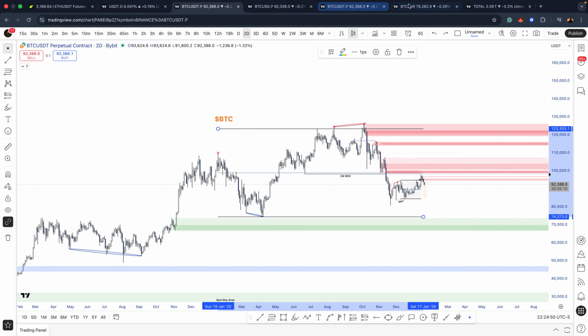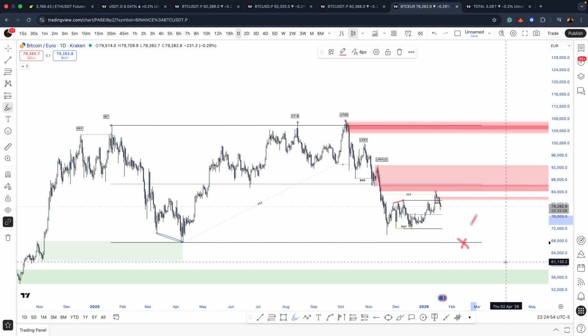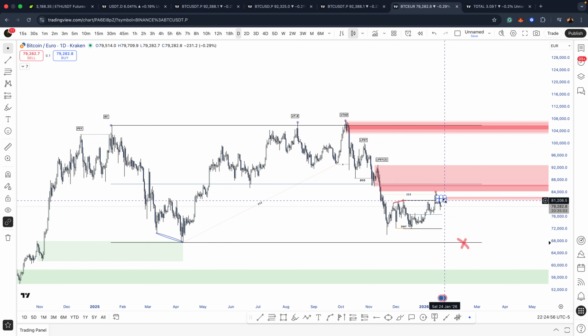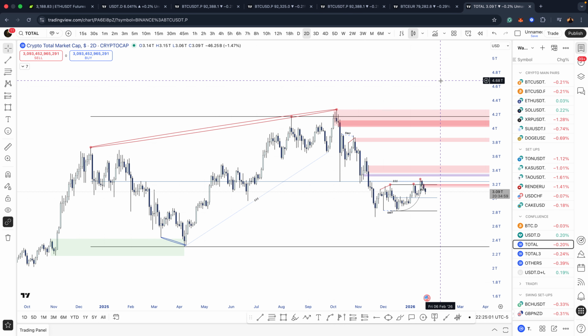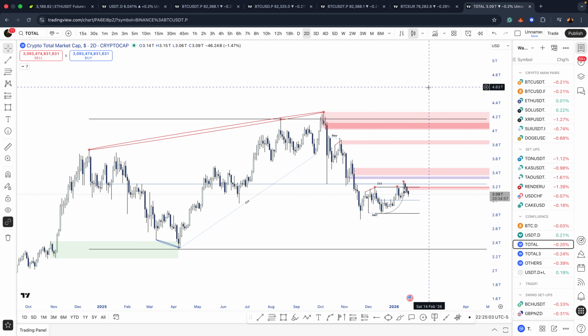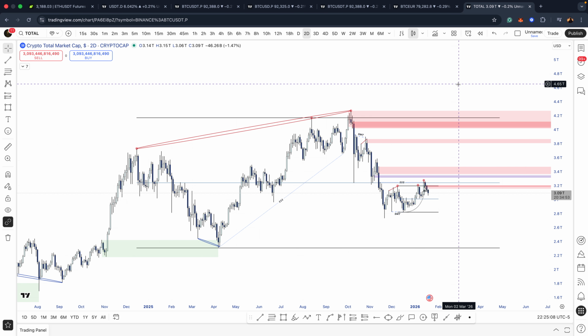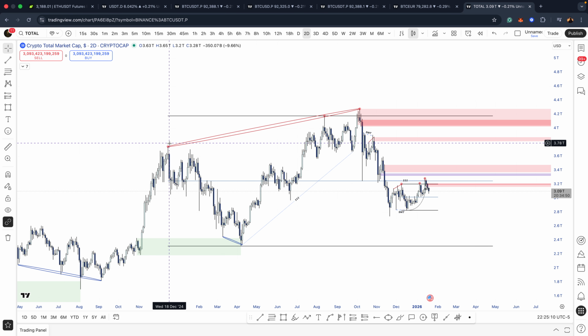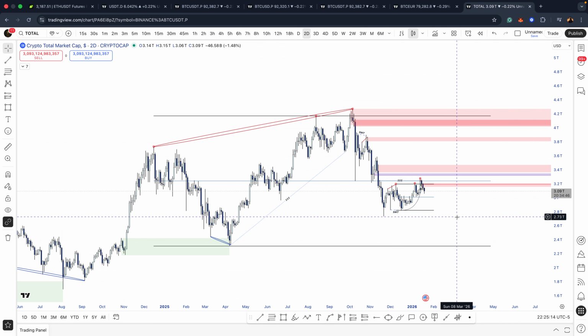Get rid of that. So here it is on Bitcoin Euro, and now we're going to look locally as well. Before we look locally though, I'm going to show you another chart. This is called total, and it's the total market cap of crypto. So obviously this is heavily influenced by Bitcoin. Here's your Wyckoff right here. 1, 2, 3, picture perfect, return to zone.